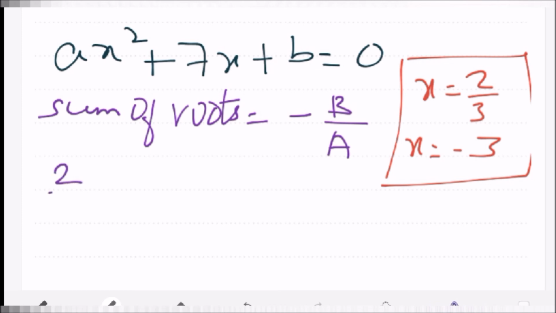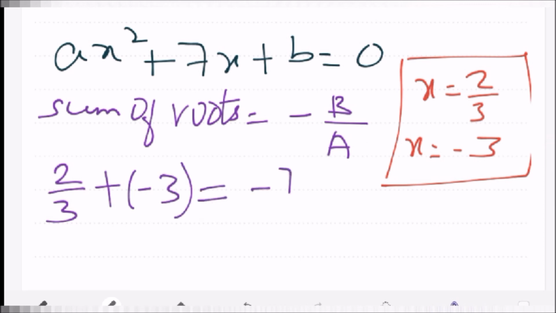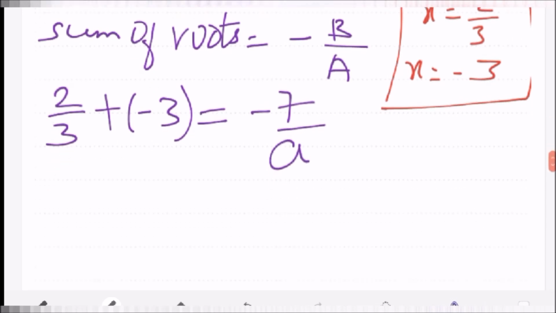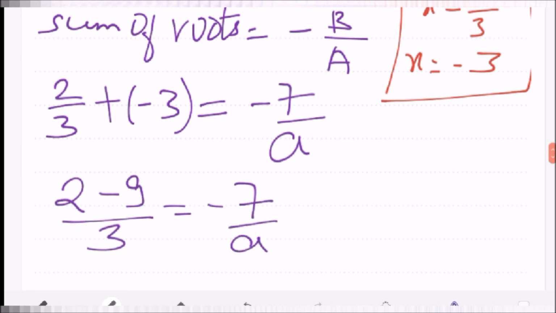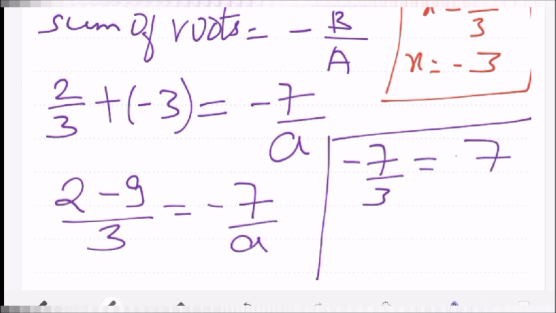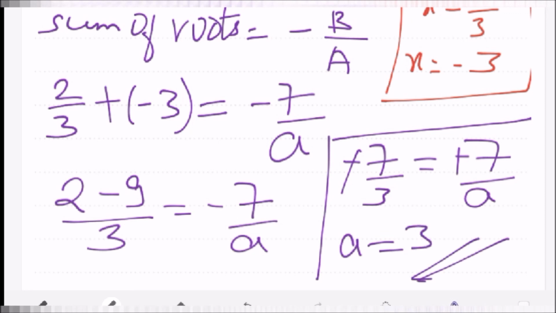So here we know that sum of the roots is represented by minus b by a. Minus b here is minus 7 and capital A is small a. And sum of the roots means 2 by 3 and minus 3. These are the roots. So we get this is equal to minus 7 by a. Now solving this by cross multiplication, we will get minus 7 by 3 equals to minus 7 by a, which on further solving will give us a equals to 3.